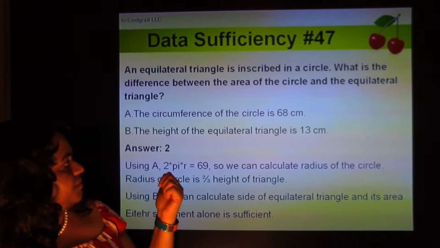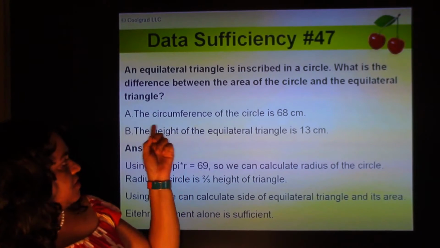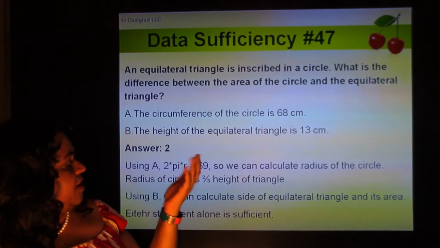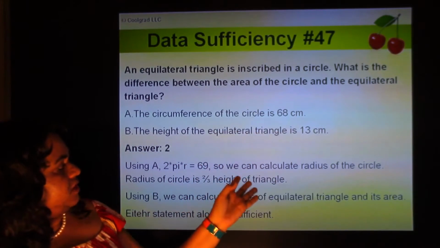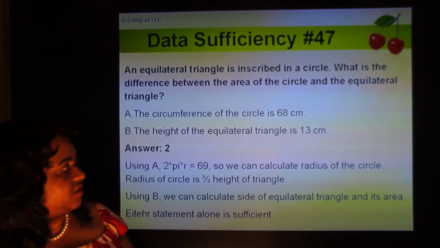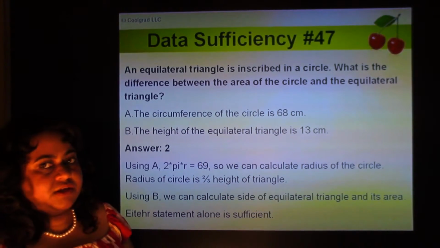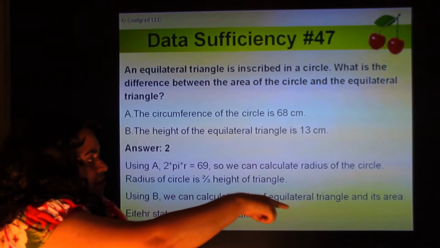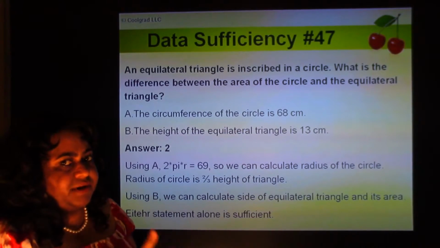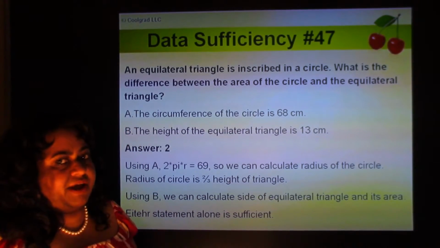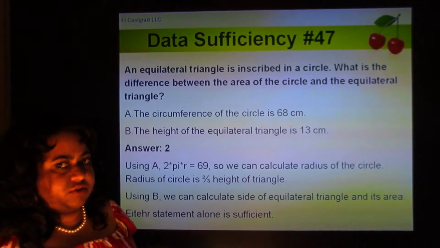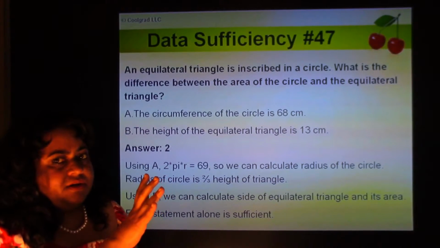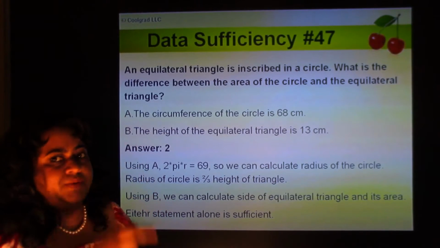So using A, the circumference of the circle is 68, so 2 pi r is this, and so you calculate the radius of the circle. From this we know the radius of the circle. So there is a circle and an equilateral triangle inside it. Okay, so what is the height of that equilateral triangle? The radius of the circle is nothing but 2/3 of the height of the equilateral triangle.